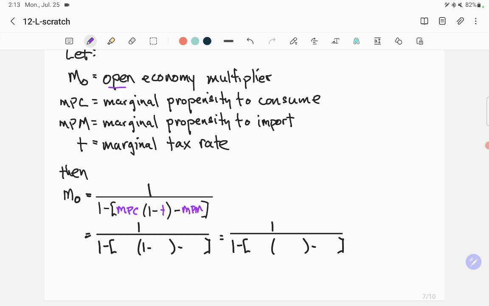So, this gives us 1 over 1 minus bracket 0.75 times 1 minus 0.30, minus 0.05. So what's the marginal tax rate? Well, on average, what percent of your income goes to taxes in this economy? What percent goes to taxes? 30. And on average, how much of your income is spent on imports? 5%.